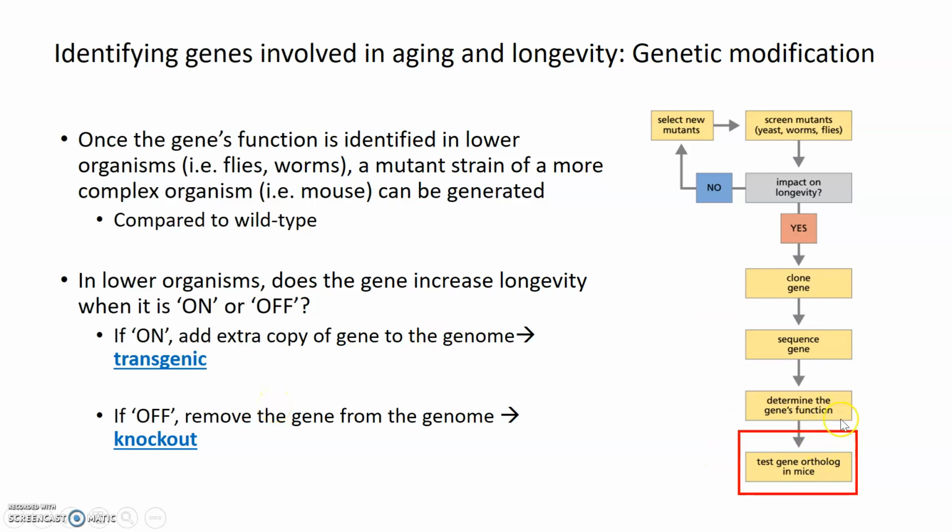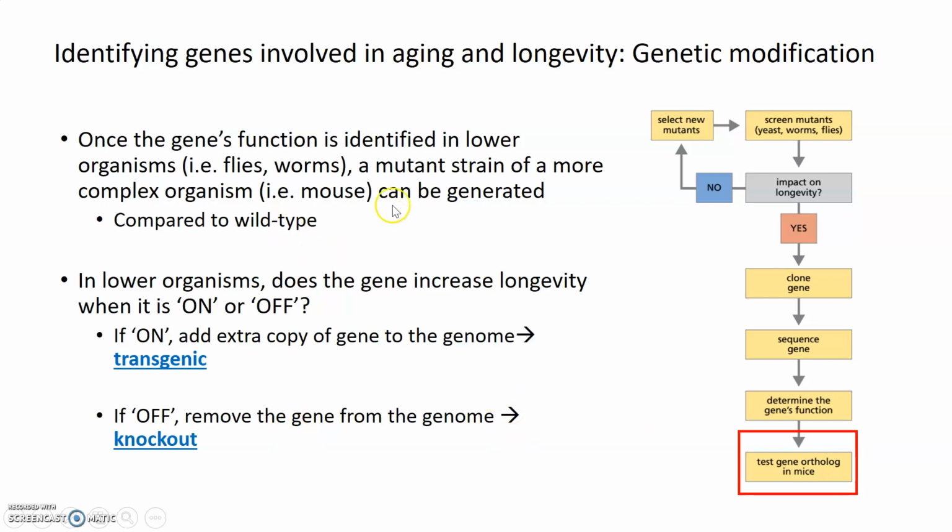And so once we have determined a gene's function in a model organism, particularly a lower organism like flies or worms, we then want to see if those genes involved in aging and longevity have the same function in higher organisms, like mice, and then of particular interest to us, if they have the same effect in humans. And so what we will do after determining the function of the gene in a lower organism is to generate a mutant strain of a more complex organism, particularly a mouse, to test if the gene ortholog in mice has the same effects on aging and longevity.